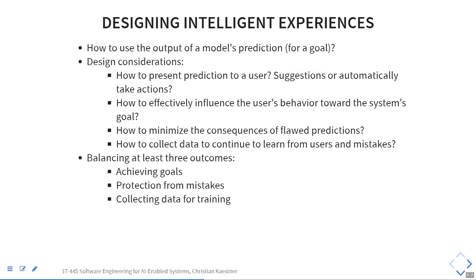How do I present predictions to a user? There's this forcefulness thing of, do I take actions automatically? Do I make suggestions? How do I influence that the user actually does what I wanted to do with the system, right? So a lot of systems want to influence behavior. I'm not sure that Microsoft has any specific goal here with this. How do I minimize consequences of flawed predictions? We talked about this in the Microsoft case. You can undo this, right? You see a preview of your changes, and so on.